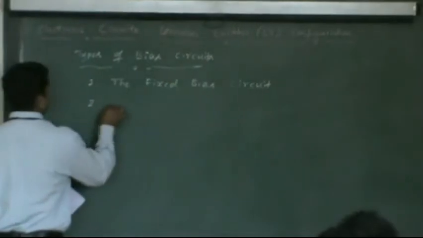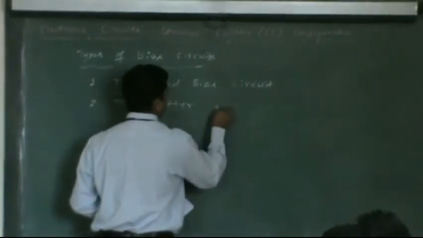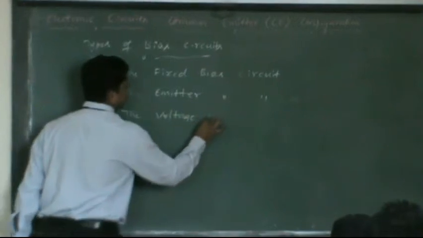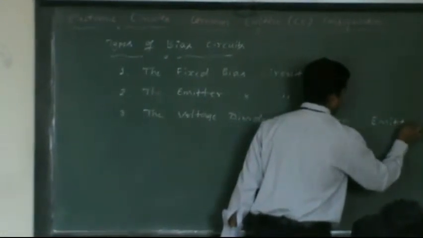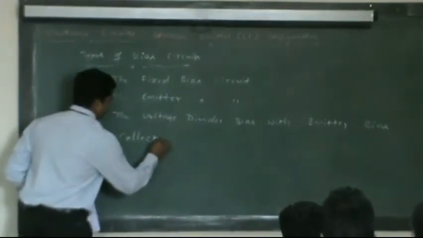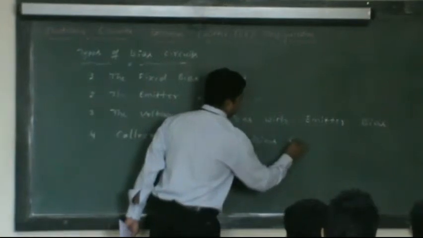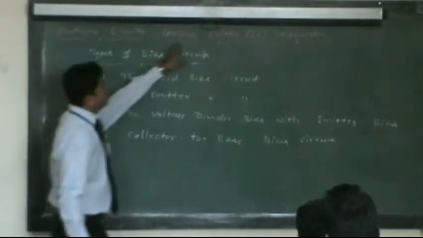The second one is going to be the emitter bias circuit. The third one is going to be the voltage divider bias circuit, the voltage divider bias with the emitter bias circuit, that's the third one. And the last one is going to be the collector to base bias circuit. So these are the various types of bias circuits in the common emitter configuration.